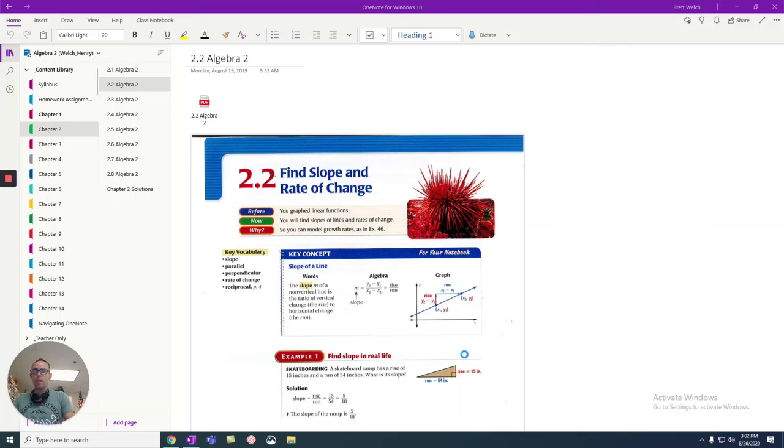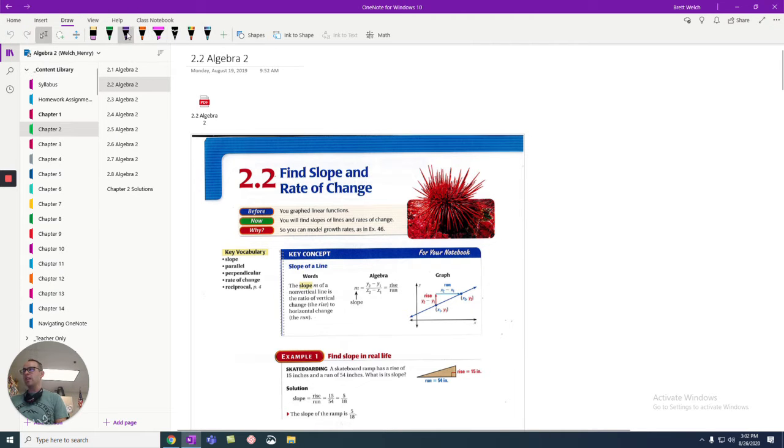Hey guys, we're working on 2.2. We're talking about finding slope and rate of change. It's actually kind of an interesting point of reference here as we talk about this idea of a rate of change and slope. So when we talk about slope in mathematics, often we talk about the slope-intercept form, which is y equals mx plus b, and right there is where we find the slope.